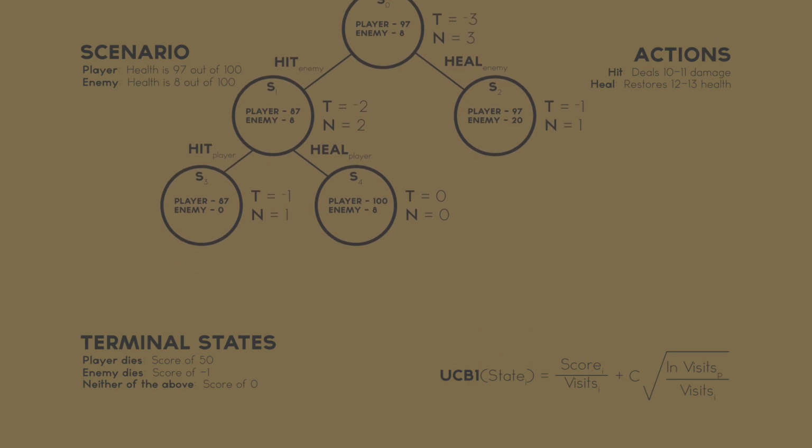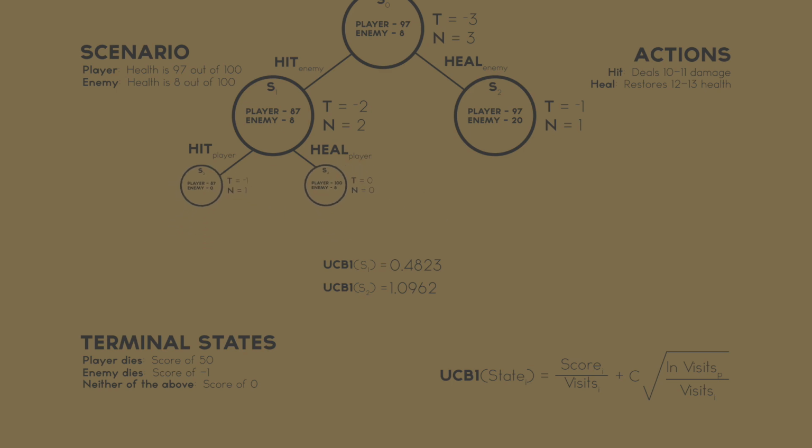Tree traversal occurs. S1 has a UCB1 score of 0.4823 and S2 has a UCB1 score of 1.0962. S2 is chosen for the higher UCB1 score.